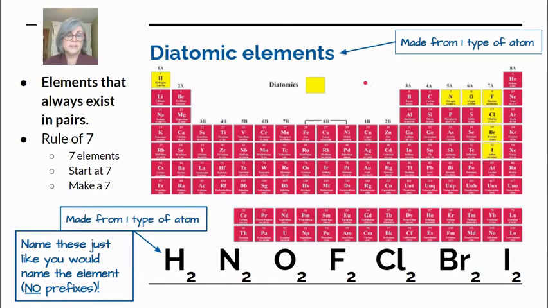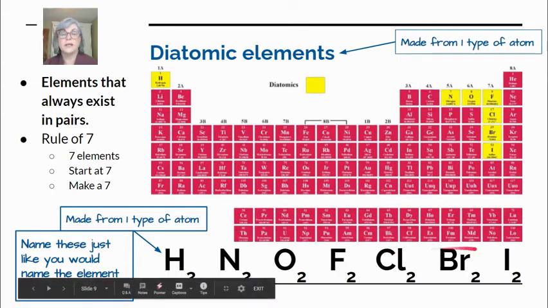And the way I remember this is the rule of 7. Diatomics follow the rule of 7. Okay, so hydrogen is kind of doing its own thing over here. It always is. But rule of 7, there are 7 elements on the table that are diatomic. And except for hydrogen, if you go over to element number 7, nitrogen, and make a 7, those are the diatomic elements. All right. So in an equation, you would always write nitrogen as N2, oxygen would be O2, F2, Cl2, Br2, and I2.